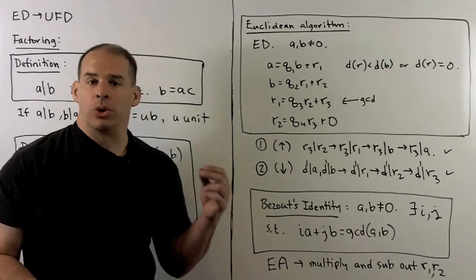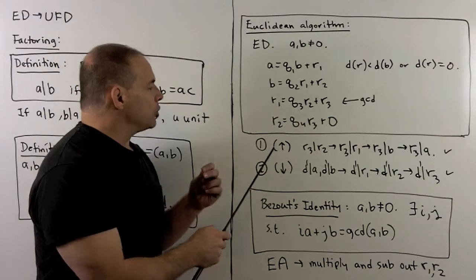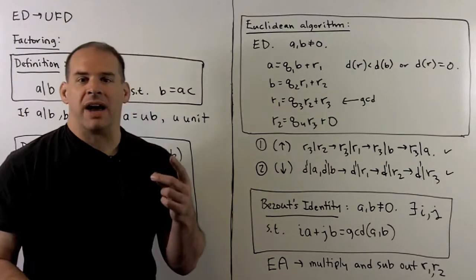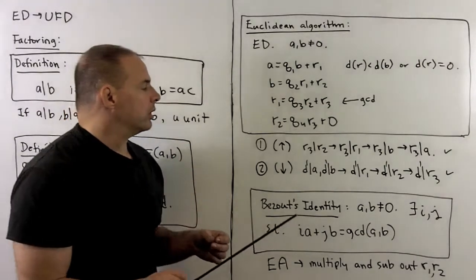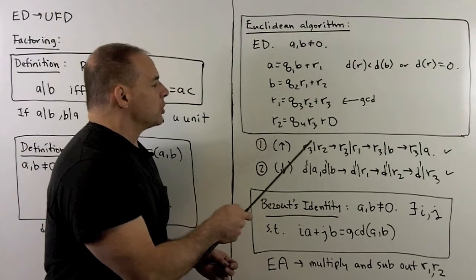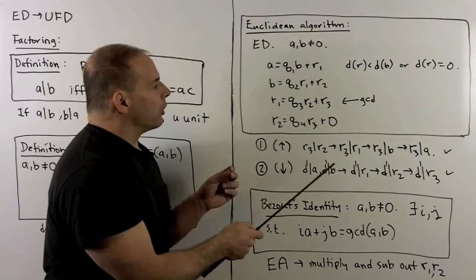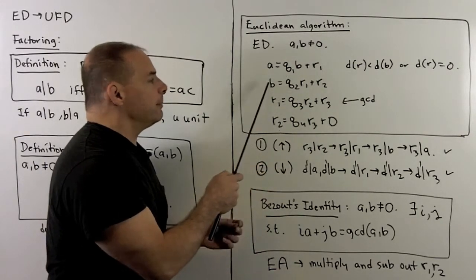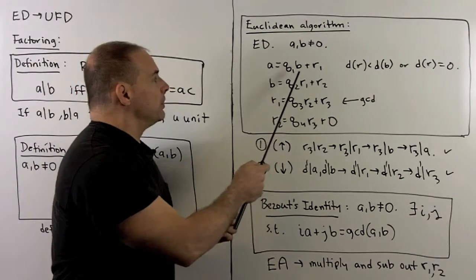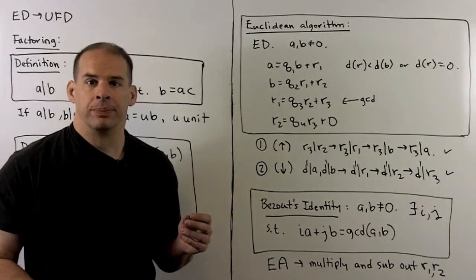Now, that's a straightforward check with the definition. So let's check the two properties. If I want to show that the greatest common divisor, so here it's R3, divides A and B, from the last equation we have R3 divides R2. So R3 divides R3 and R2, which means it divides R1. R3 divides R2 and R1, so it divides B. R3 divides R1 and B, so it divides A. So that's our first condition. We just work up the equations.